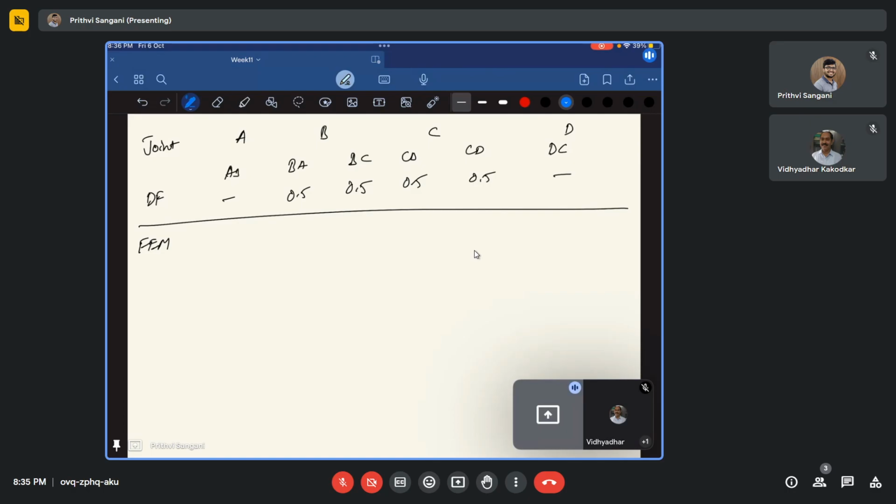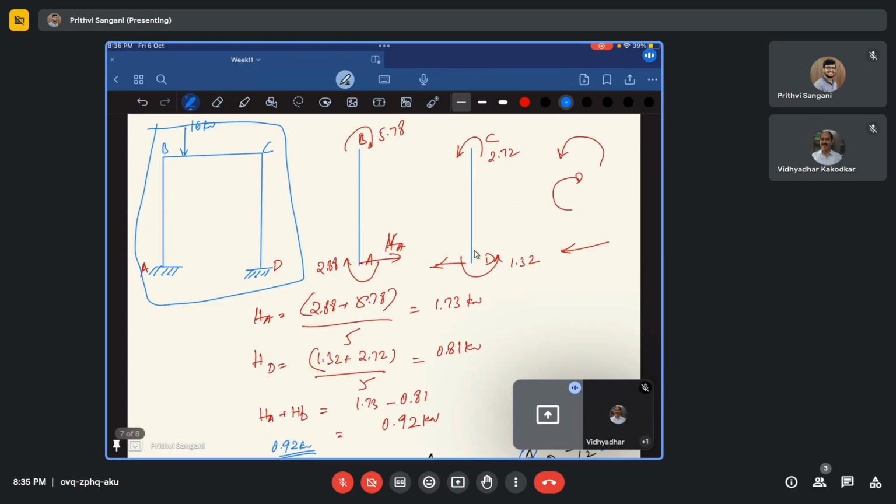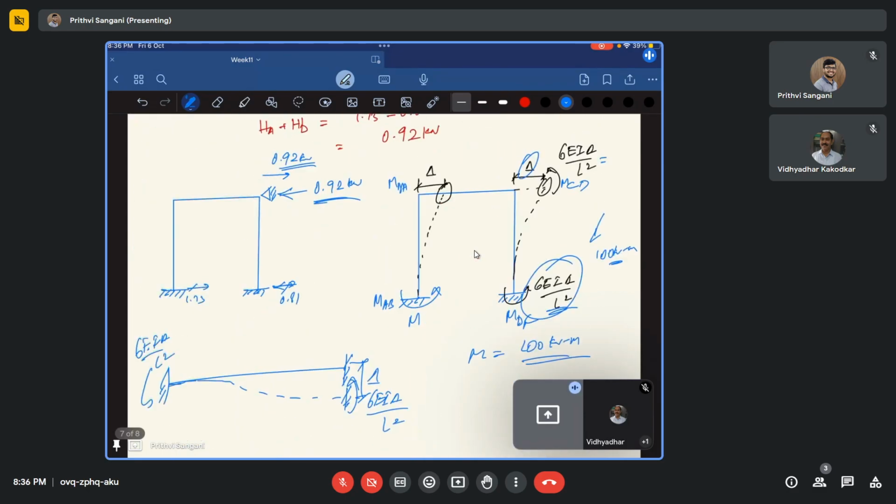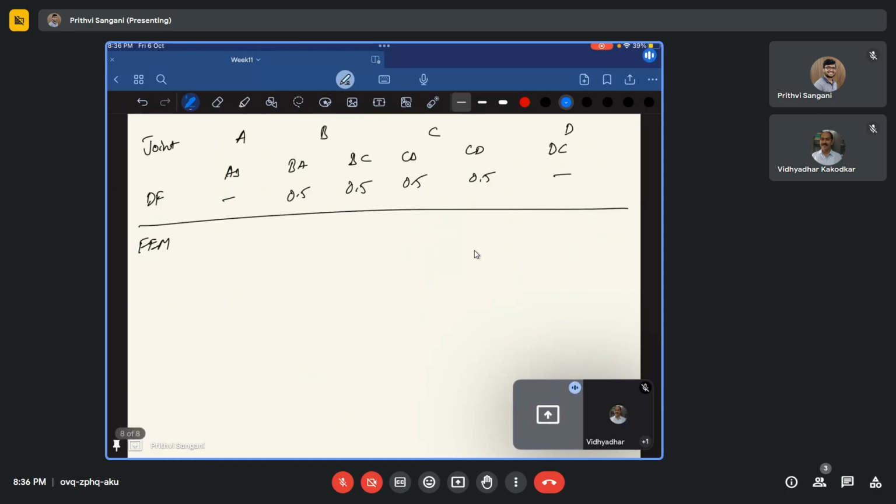So the fixed end moments will be as follows. At AB it is anti-clockwise, so this is 100. BA is again anti-clockwise, so this is 100. All the moments are anti-clockwise. Whatever we are assuming, it is swaying towards the right, and then you get an anti-clockwise moment here. So AB is minus 100, BA is minus 100, BC is 0, there are no moments in BC, but CD you have minus 100, and DC is again minus 100.